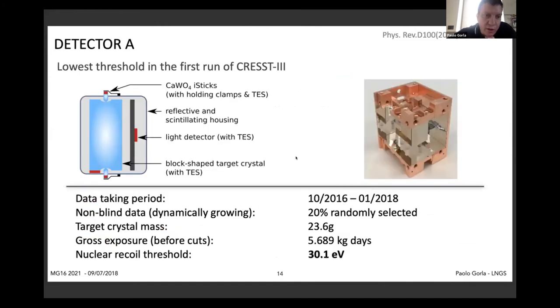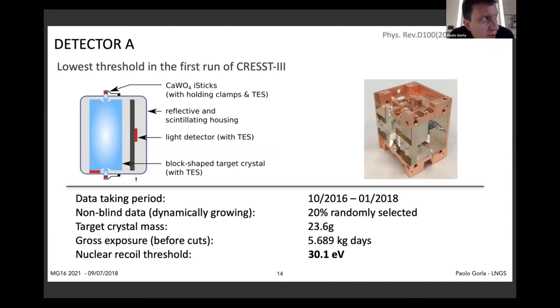What you see here, we have basically three readout channels: the main detector, the light detector, and what we call the ice sticks, which are supports that are read in parallel. So you have three readout channels per module that allow the full active readout and the rejection of all the contaminations. Okay. That means you will keep the mass of the prototype detector at something like 24 gram. Will you not go smaller to get a lower energy threshold?